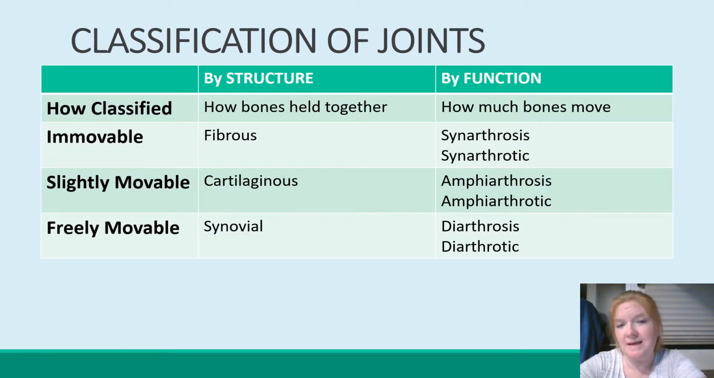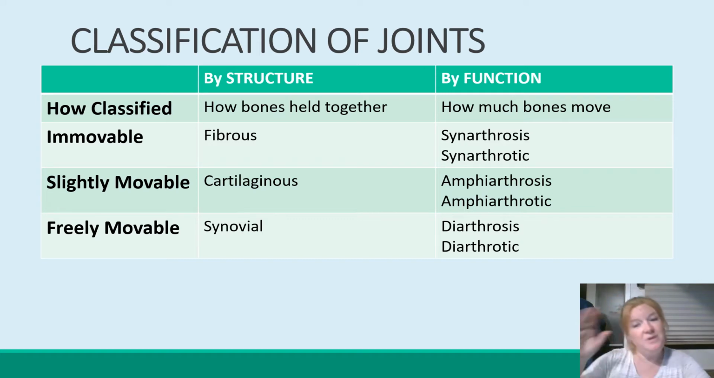Okay, how are joints classified? Well, two major ways, by structure and by function. Let's look at structure first. Those are often the ones that people are the most familiar with. In terms of structure, we classify joints by how the bones are held together. If bones are held together by fibrous tissue, those joints are going to be immovable. They're sealed up. If the bones are held together with cartilaginous tissue, those are slightly movable. And if the bones are held together with a synovial joint capsule, it's a synovial joint and it's freely movable.